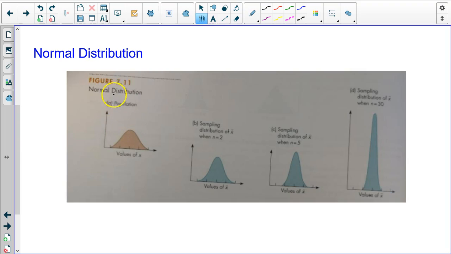Parent distribution, not parent function. Distribution. Do you see it's normal? So look, when you take a sample of size 2, it's normal. Sample of size 5, it's normal. Sample of size 30, it's normal. It does not matter how big your samples are. When the parent distribution is normal, it's automatically going to be normal. Okay?